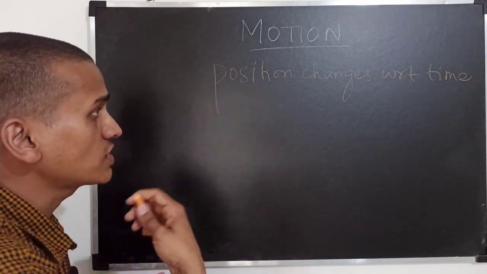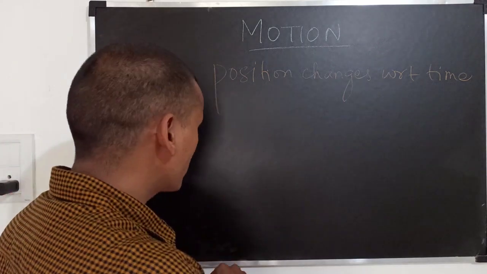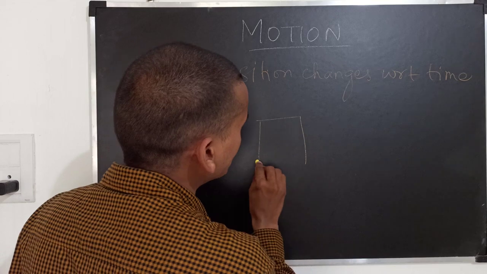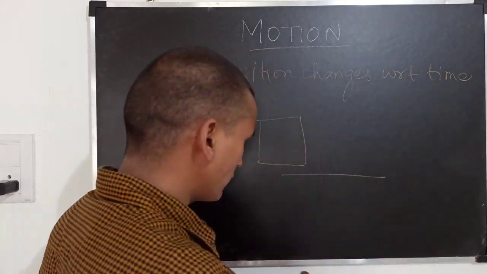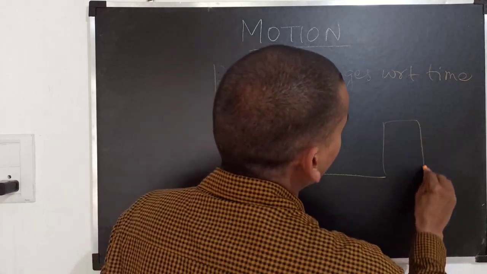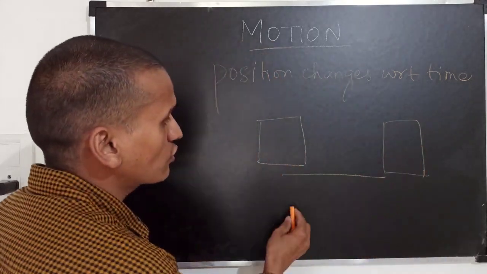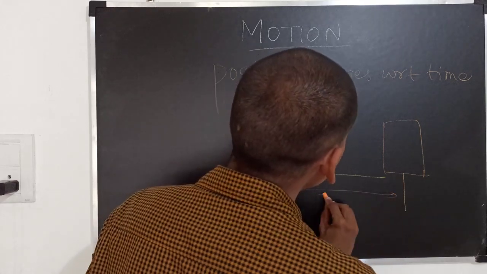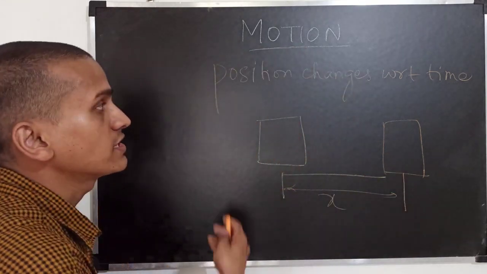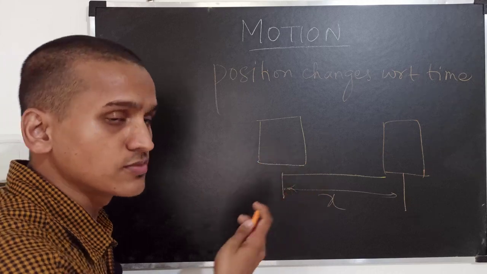Whenever the position changes, for example, like some object is lying here. Now after some time it is moving to this position. Then there is a change in position, because initially it was here, now it has shifted to this position. Since there is a change in the position of the object with respect to time, we can say that there is motion.